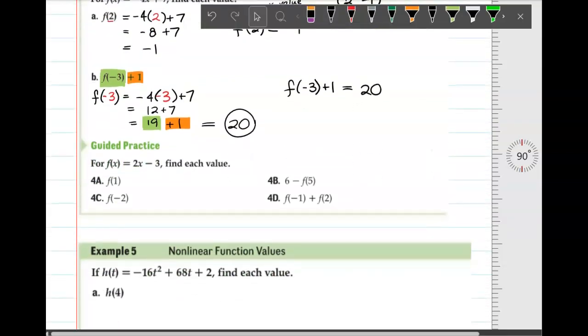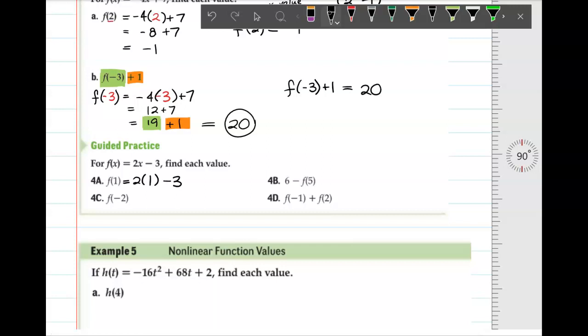Let's try a few more down here. F of 1 would be 2 times 1 minus 3. Instead of 2x minus 3, 2 times 1 minus 3, which is 2 take away 3, which is negative 1.